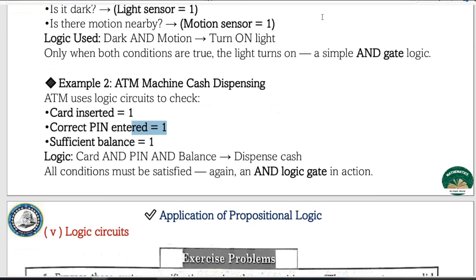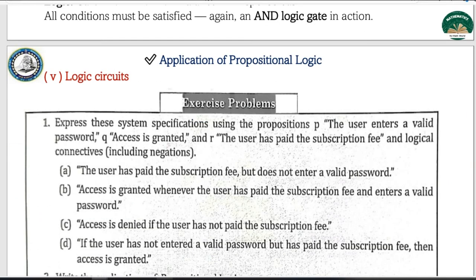Then you have ATM machine cash dispensing. The ATM uses logic circuits to check: card inserted, it will give you 1. Correct pin entered, 1. Sufficient balance, 1. It will check for these three conditions, and then the logic is card and pin and balance. If all three are successful, if it has 111, then it dispenses the cash. All conditions must be satisfied, and again the AND logic gate is used in this action. So these are the two live examples where logic circuits are used.